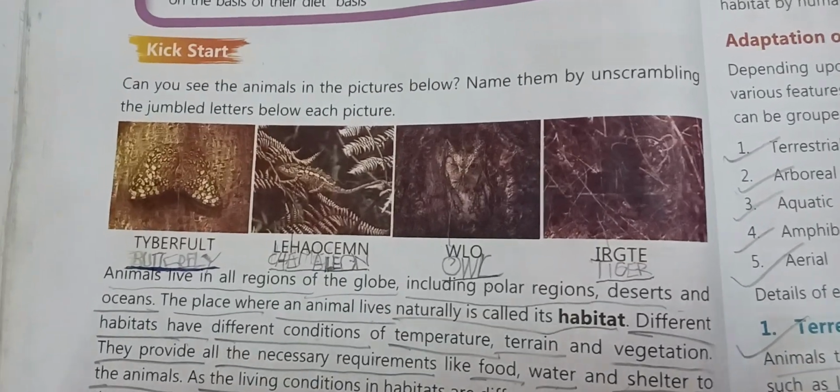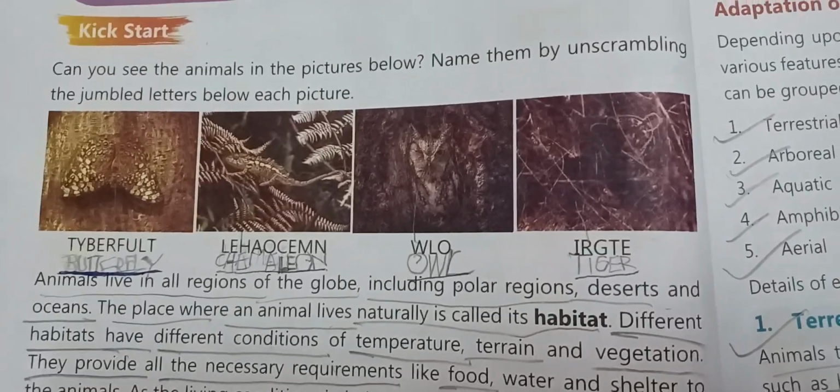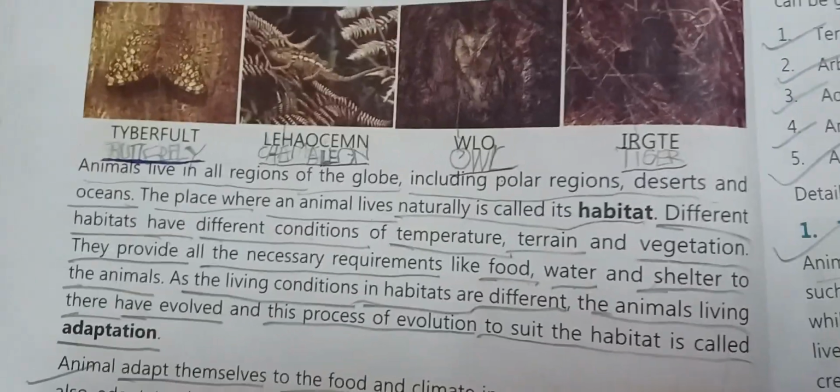Let's kickstart. Can you see the animals in the pictures below? Name them by unscrambling the jumbled letters below each picture. So you all can do. If you can, please let me know in the comment.